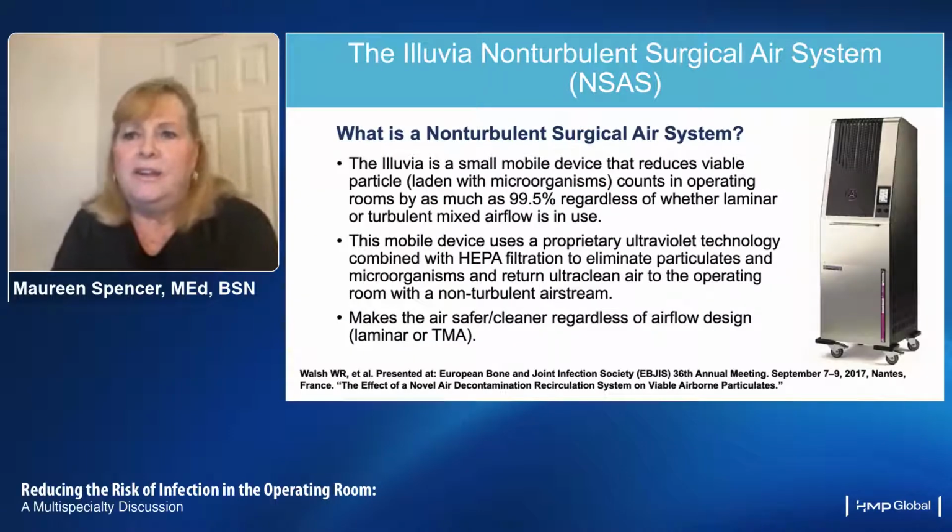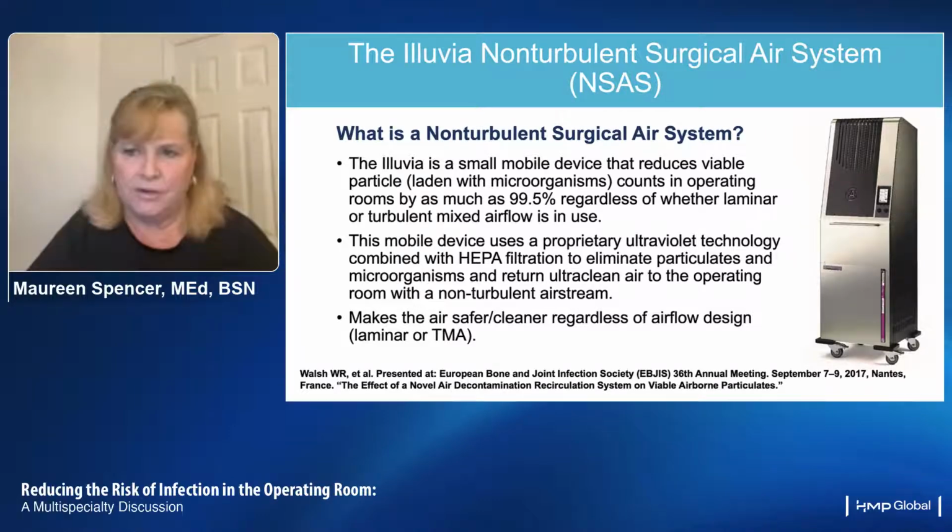So this new innovative technology came out several years ago, the Alluvia Non-Turbulent Surgical Air System. It's a small mobile device that reduces viable particles that are laden with microorganisms, and their counts, in the operating room by as much as 99.5%, regardless of whether laminar or turbulent mixed airflow is in use. This mobile device uses a proprietary ultraviolet technology combined with HEPA filtration, and it eliminates particulates and microorganisms and returns ultra clean air to the operating room with a non-turbulent airstream.